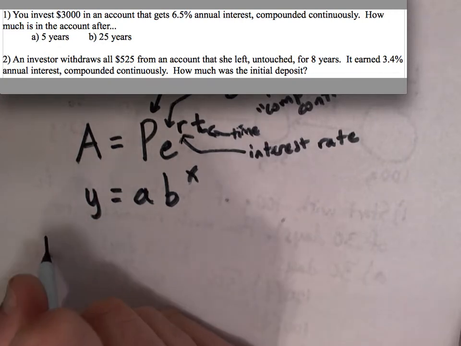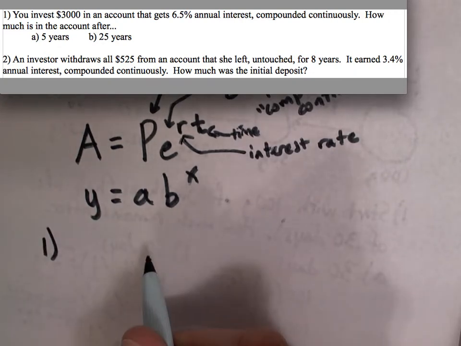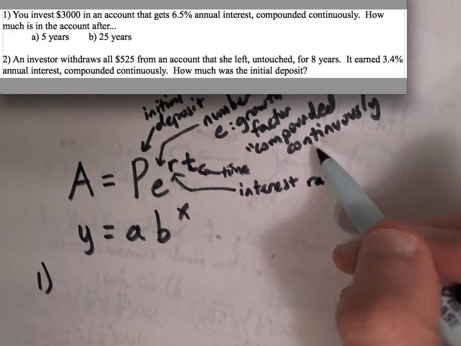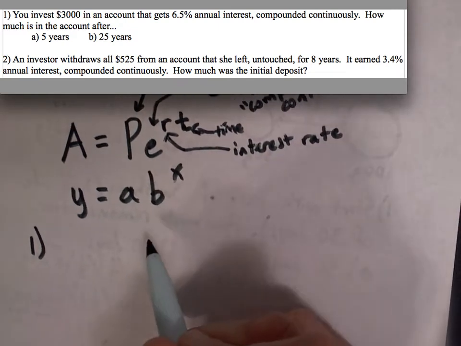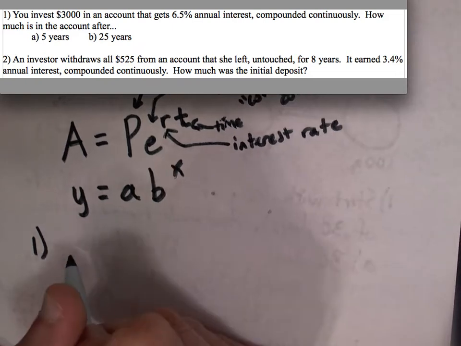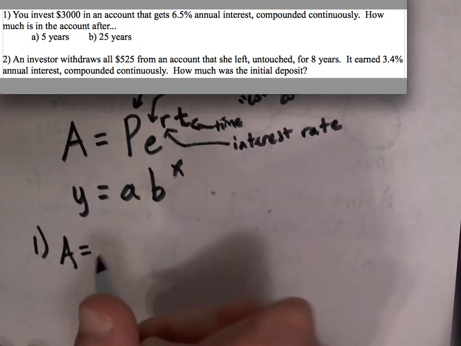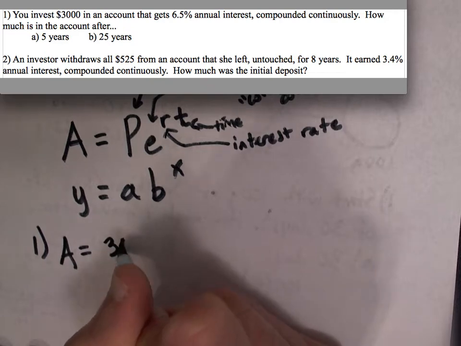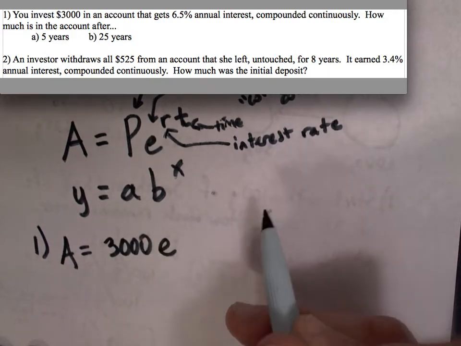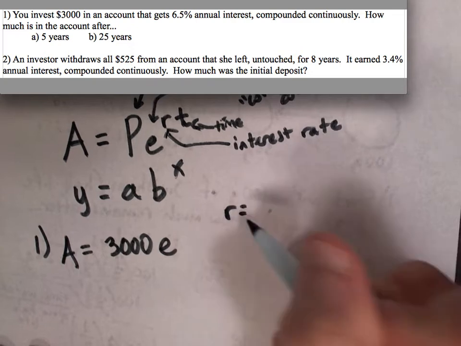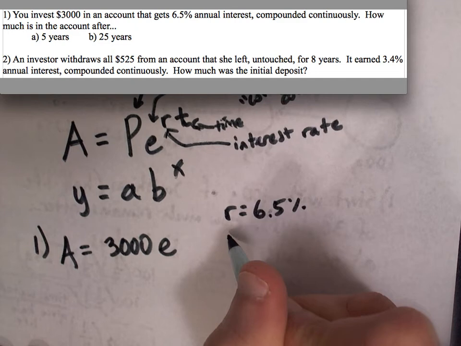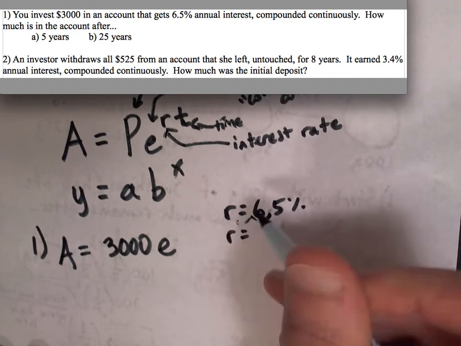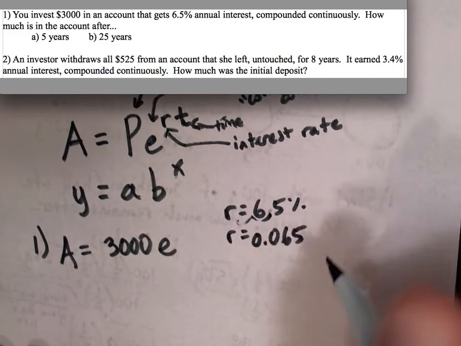Number one, you invest $3,000 in an account that gets 6.5% annual interest compounded continuously. That word continuously tells you that you are using e. You're using this e as your growth factor. So how much is in the account after 5 years? So our A equals, you can put y if you want, our initial deposit of $3,000 times e to the r times t. Well, what is r? r is 6.5%. Remember to change it to a decimal. Move the decimal over twice, so 0.065.